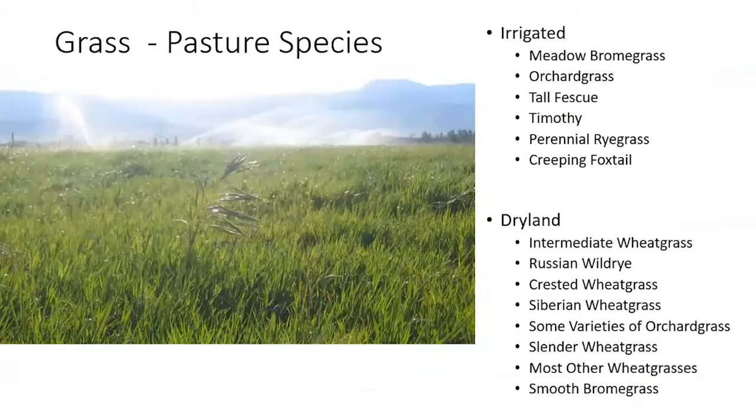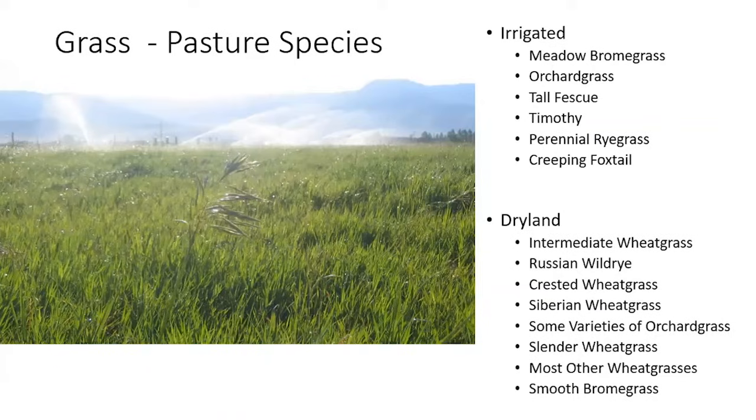So let's talk about some of the grass pasture species. There's really no absolutes here. Some of the dryland grasses can be an intermediate between irrigated and dryland, but some of these listed here under the irrigated part are really good grasses that will help. And the main thing here is to decide what grasses are there and why.